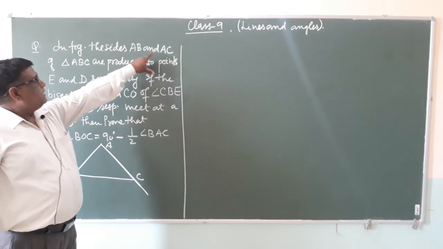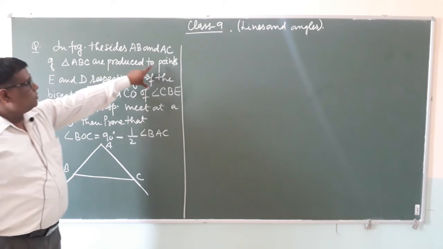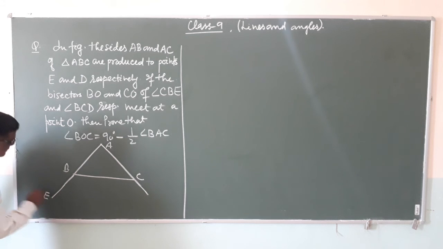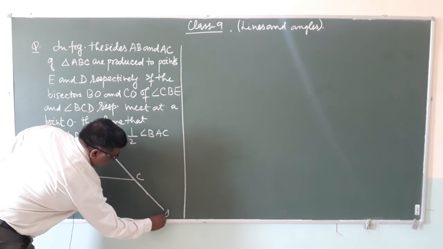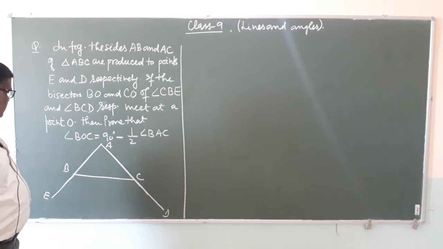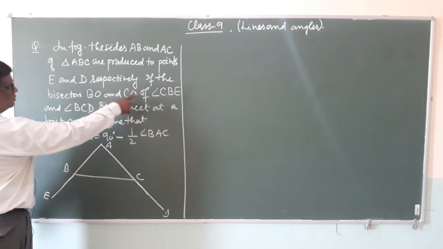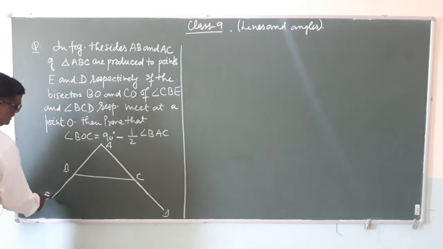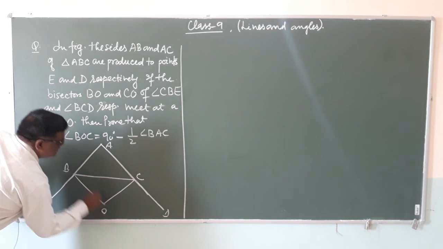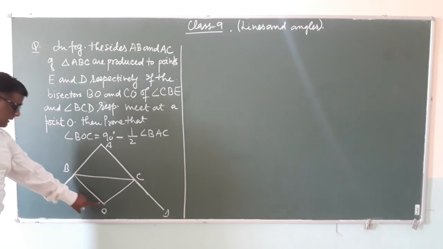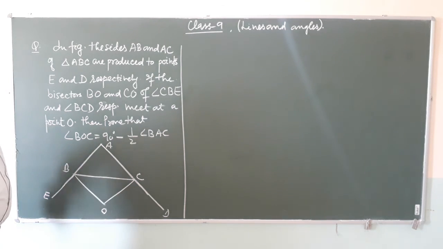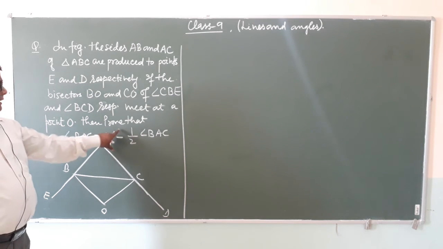In the figure, the sides AB and AC of triangle ABC are produced to points E and D. AB is produced to E and AC to D. Now respectively, BO is the bisector of angle CBE and OC is the bisector of angle BCD. They meet at O. Then prove this.